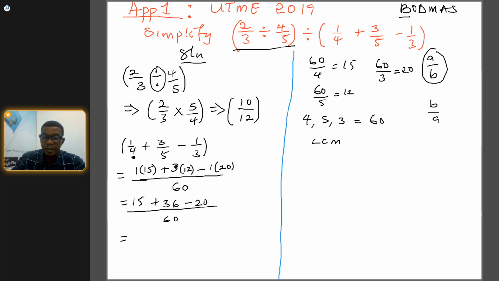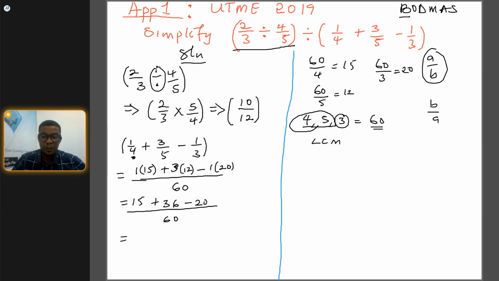Now, how do I get this? I use the multiplicative approach for that. 4 times 5 gave me 20. Then 20 multiplied by 3, that will be what? 60. So that's how we got the answer 60 as the LCM. Rose, I believe I've answered your question.